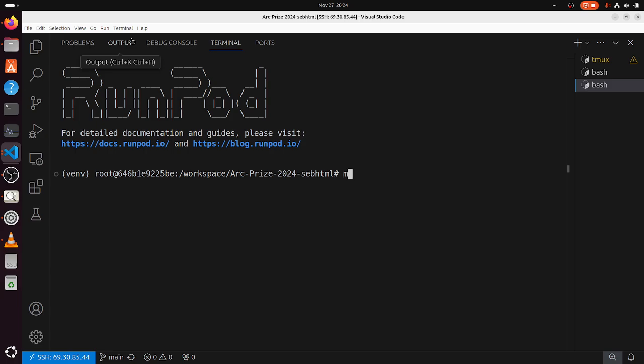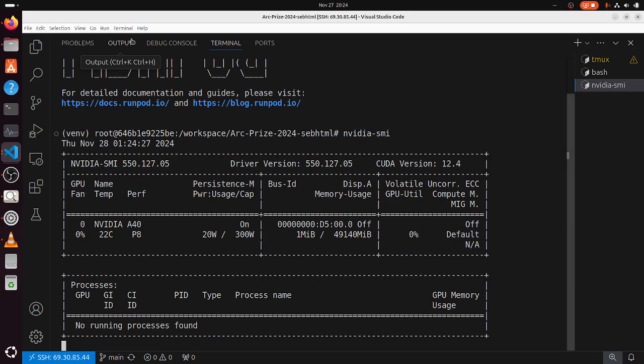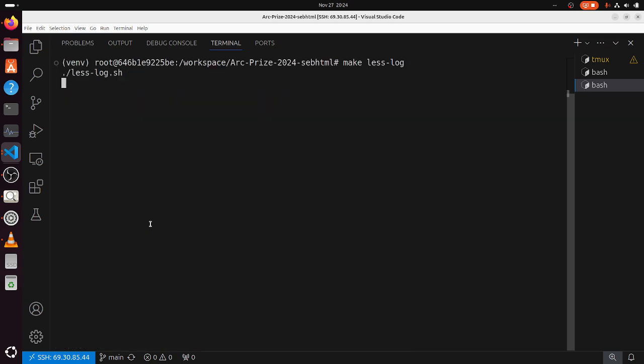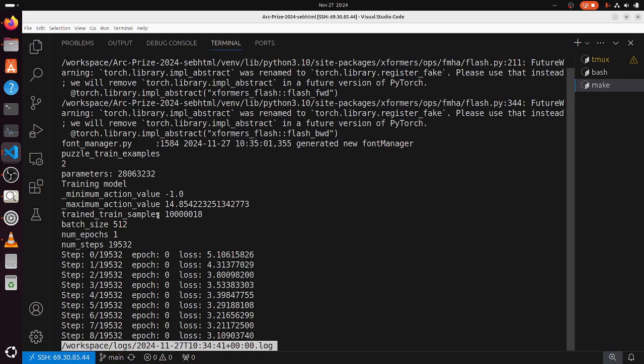I'm using RunPod, and I'm using a GPU NVIDIA A40. So my model has 28 parameters. It's a decoder-only transformer model. The training data is generated using simulated games, and the model tries to predict the Q value of an action, like an action value predictor, like reinforcement learning.